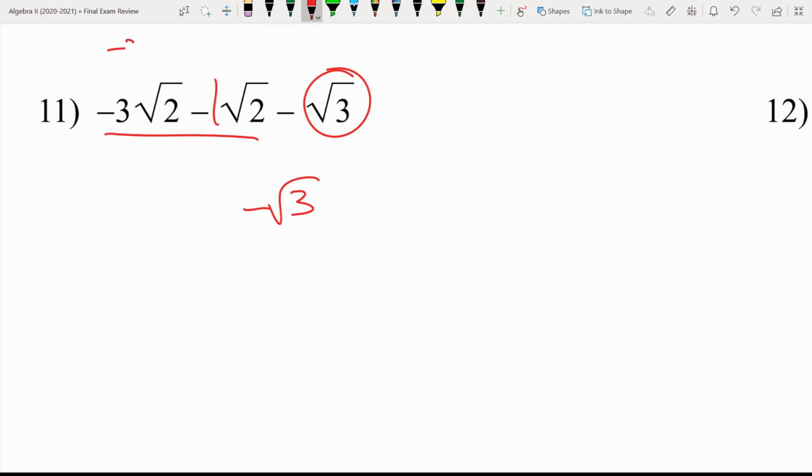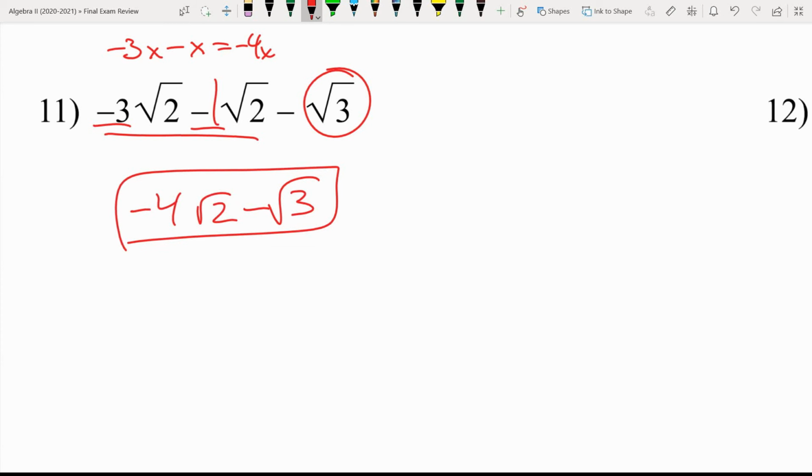But remember, this is the same as minus 1 square root of 2. So treat this like it was a problem like minus 3x minus x. That would equal negative 4x, right? So that's exactly what you do here. Negative 3 minus 1 is negative 4 square root of 2. But the minus square root of 3 is not a like term. Treat square root of 2 and square root of 3 like an x and a y. You can't combine them when you're adding like that.